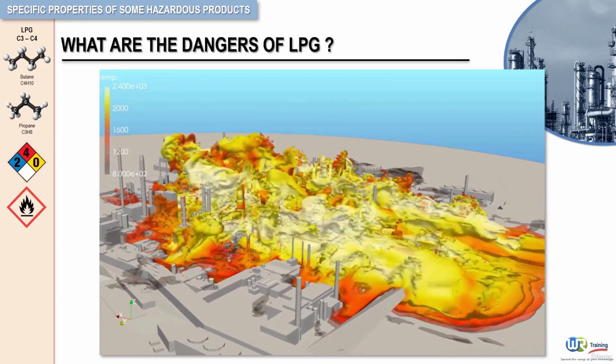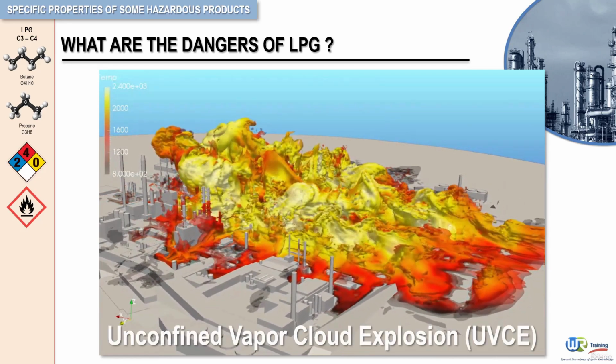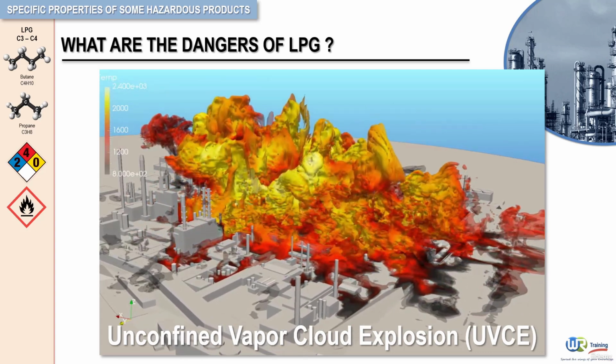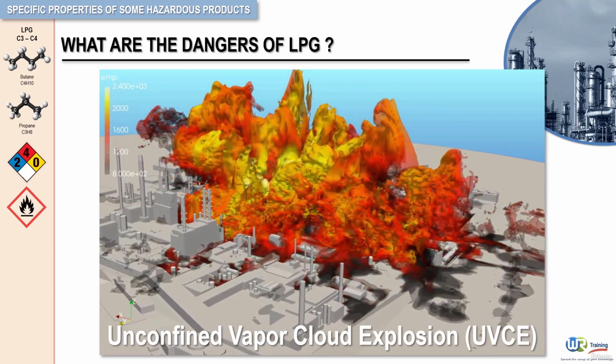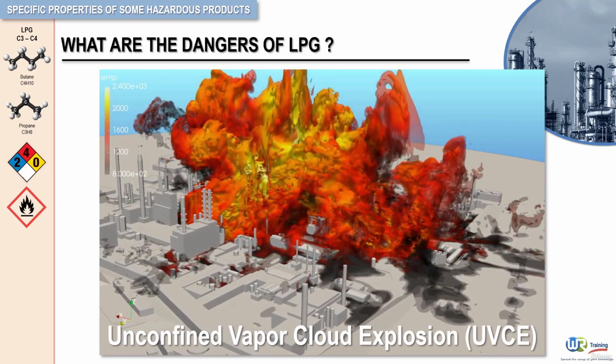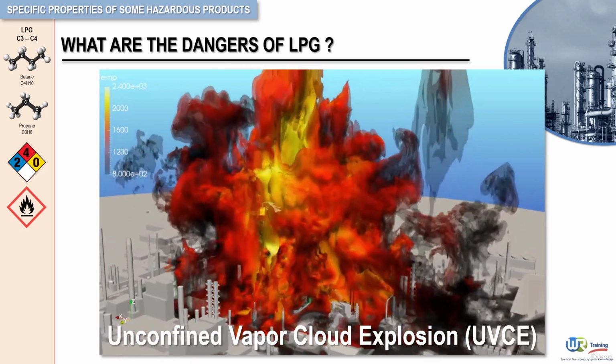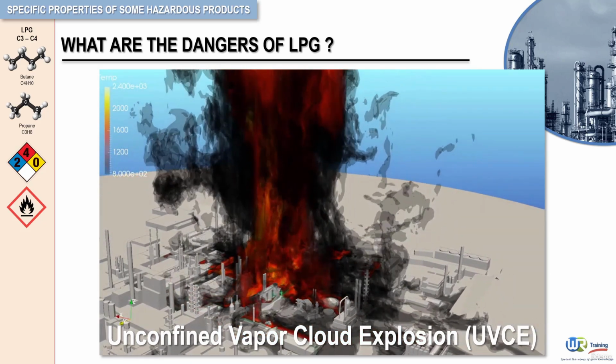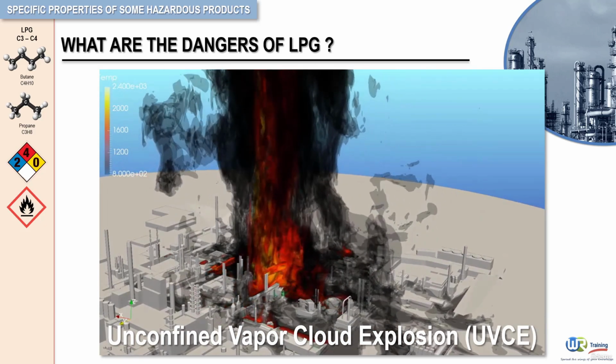The ignition of the cloud is called unconfined vapor cloud explosion, commonly referred to as UVCE or simply VCE. As in BLEVE, the impact of a VCE may extend well beyond the boundary of the facility and into surrounding areas. The concept of VCE will also be discussed in detail in a separate video.